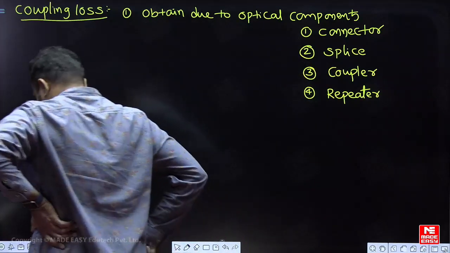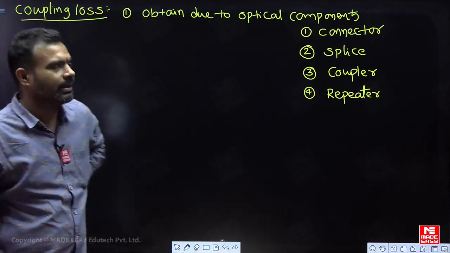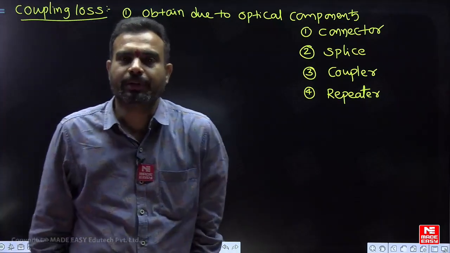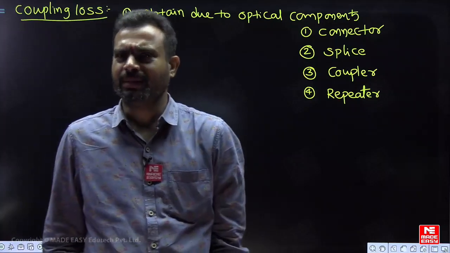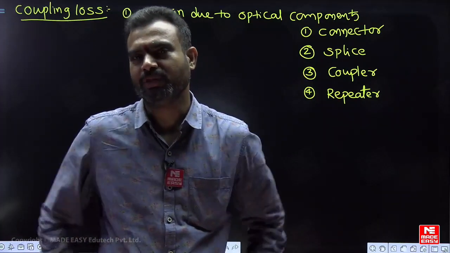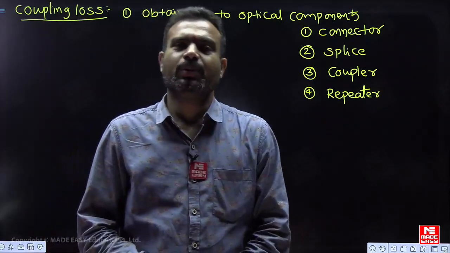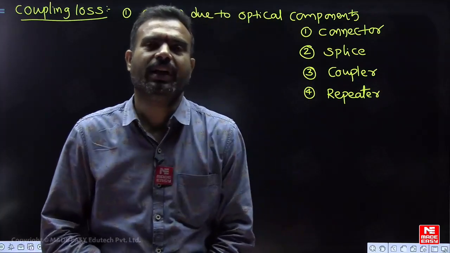So, this is what is called the coupling loss, and this coupling loss is obtained due to the optical components. The name itself suggests something to us. What is it suggesting? That is coupling. Whenever you are coupling, that is, when you are fixing something, you get a loss. That is called coupling loss.